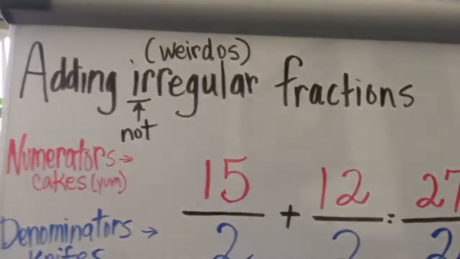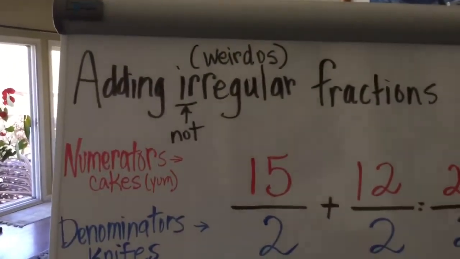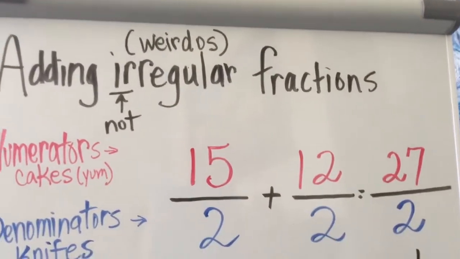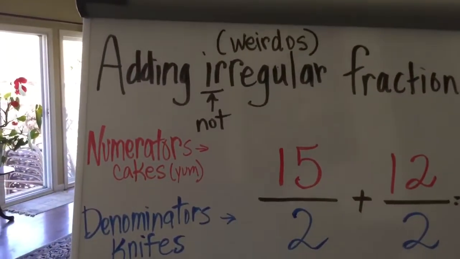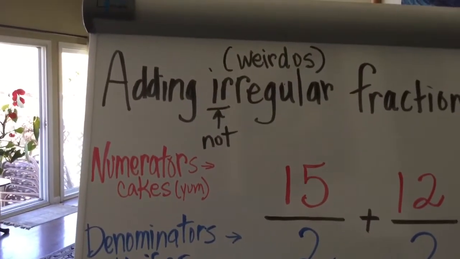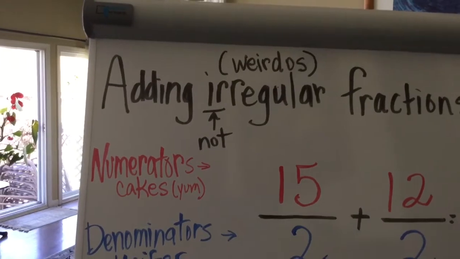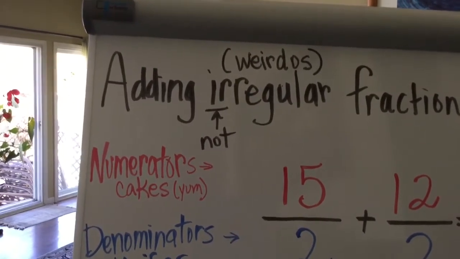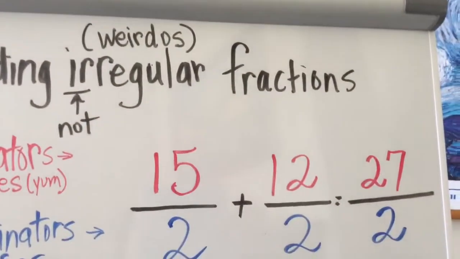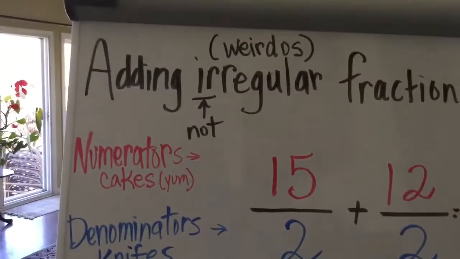Okay, this is a lesson on how to add irregular fractions. The prefix is ir, which means not. So these fractions are not regular. Mrs. Miller is calling them weirdos because they're heavy on top and they can't stay that way.